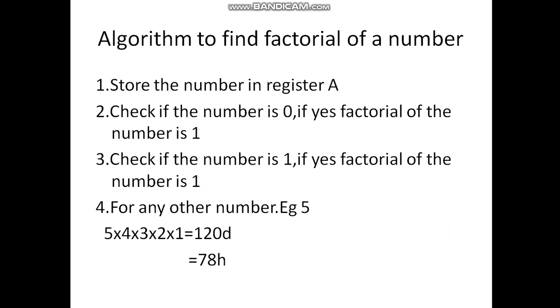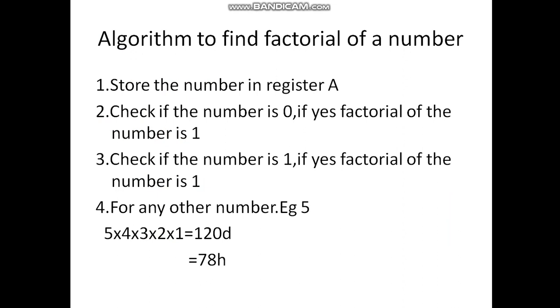Okay, so let us look into the algorithm. First, the number is stored in register A. It can be stored in any other register also. In this particular logic, I have stored the number in register A, and then we need to check if the number is 0. If the number is 0, then directly we can write the output as 1. Suppose it is not 0, check if the number is 1. If the number is 1, then directly you can write the output as 1.